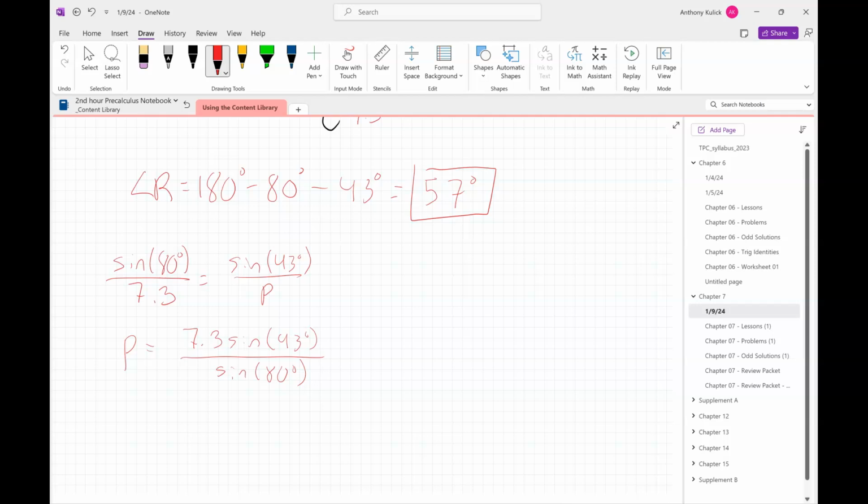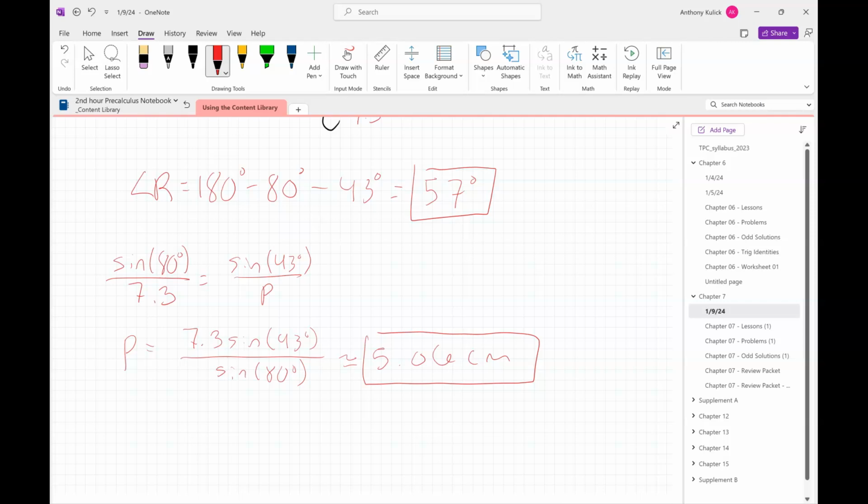I type this into my calculator, and I get about 5.06. Is that okay? Again, I skipped typing it in my calculator. You guys are okay doing that, though, I think, at this stage, right? We've used the calculator a lot. We should feel pretty comfortable.